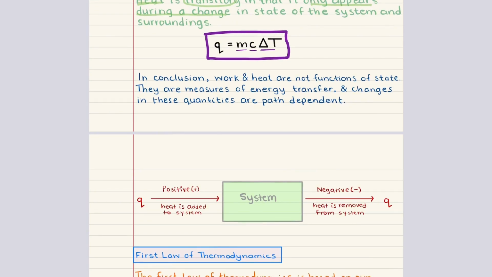Just like with work, we have a sign convention for heat. From the system's point of view, if heat flows into the system, we call that positive Q. If heat flows out of the system, we call that negative Q. So positive Q, heat is added to the system. Negative Q, heat is removed from the system. And in conclusion, both work and heat are not state functions.